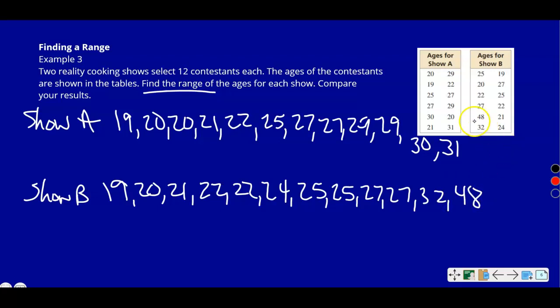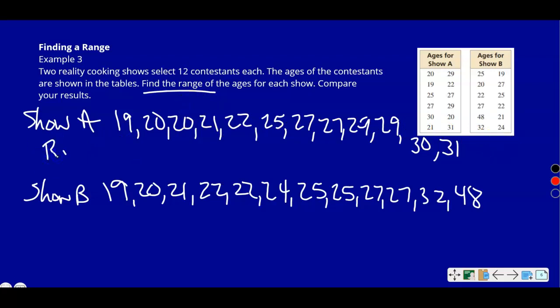And that probably would be considered an outlier as well because it's substantially larger than the other ones. But we're not looking at outliers right now. We are looking at finding the range. All right, so the range again is the difference between the highest and the lowest.